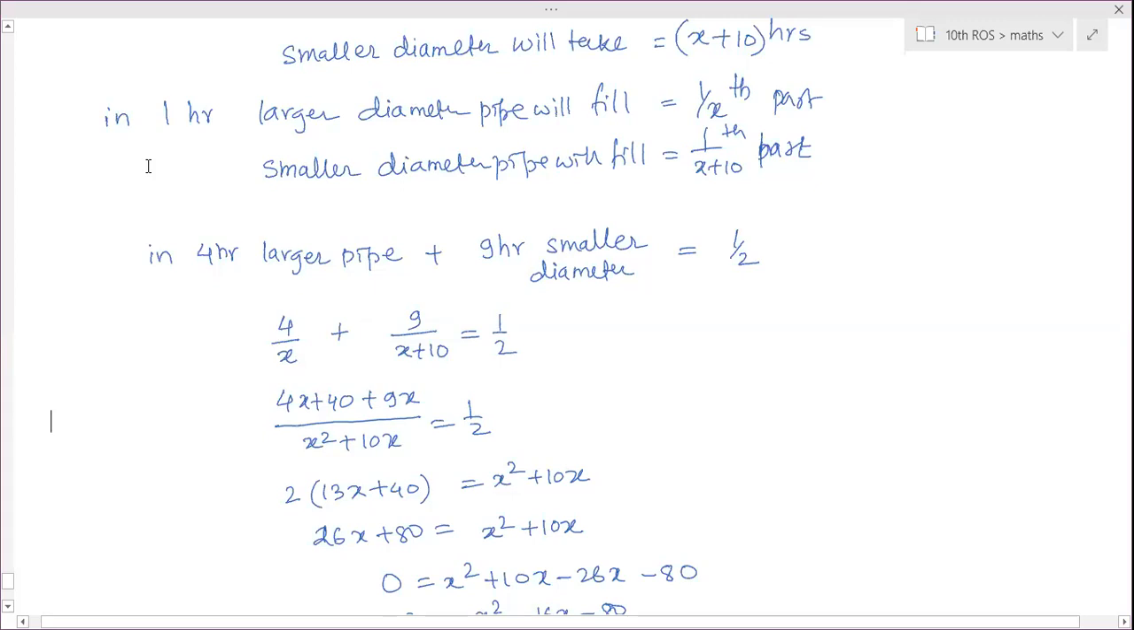Yes, Ansika? No, ma'am, I solved it. What happened? Ma'am, I just had a kind of doubt in the sum, but then I looked at it for 2 minutes and solved it.